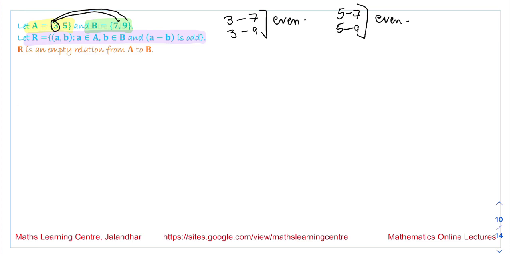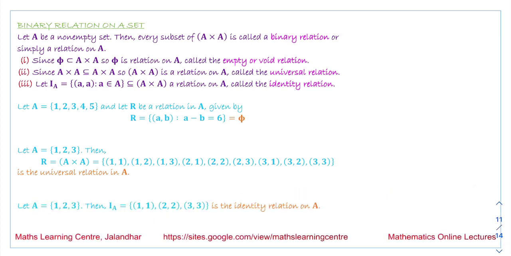So we are saying R is the empty relation from A to B. Next, this set A is given. It has elements 1, 2, 3, and this relation R is given. Now next we have the binary relation on a set. Let A be a non-empty set, then every subset of A cross A is called a binary relation, or simply a relation on A.